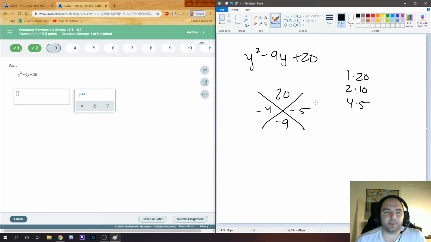Because 2 times 10 can't make 9. It can only make a 12, maybe an 8. You've got to think of what adds and subtracts here. Like 1 plus 20, 1 minus 20. 4 plus 5, 4 minus 5. So in this case, the only way to make -9 is if these are both negative.